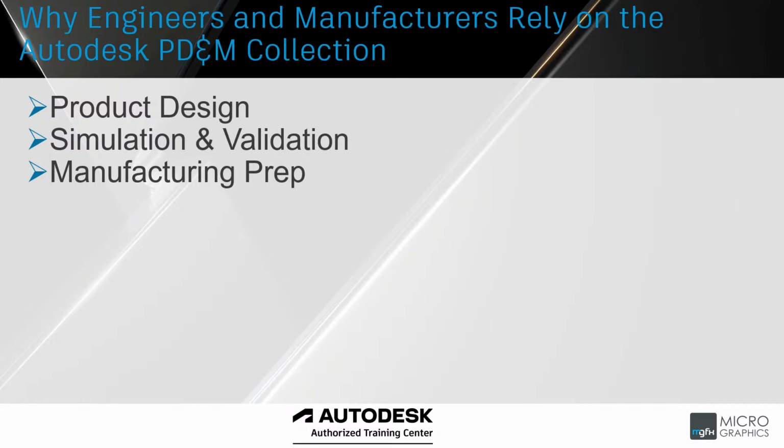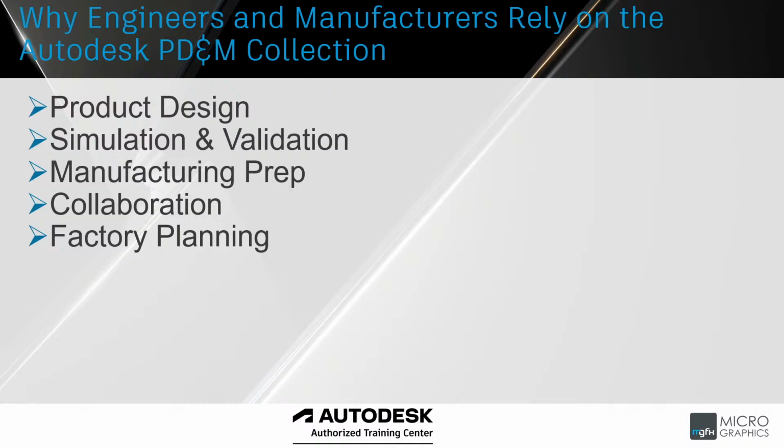Manufacturing prep, CNC, sheet metal, and even your inspection that you can go and have a look at. Within Fusion, you also do get the manufacturing extension. It's an add-on that you can get, and then you can do simultaneous 4 and 5 axis machining. Collaboration. You can manage revisions, your bill of materials, and even team workflows. Factory planning, where you can design and visualize production lines.